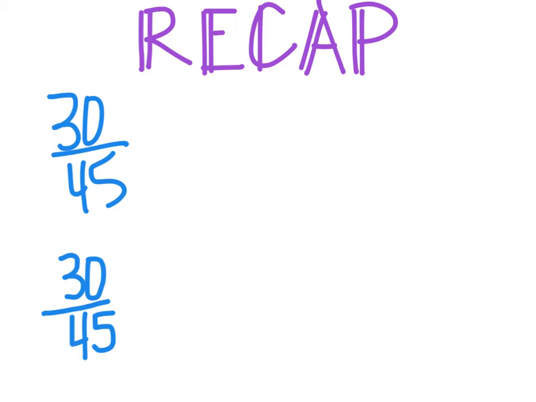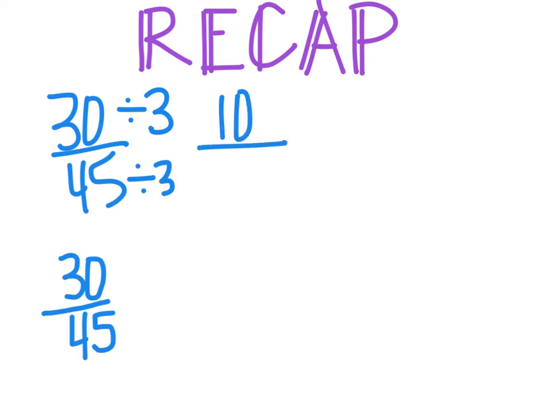The only reason this all works is because when we divide by 1, we get a number with the same value that we started with. So I need to find something that they both have in common. I know this bottom number is divisible by 3, and 30 is also divisible by 3. So you don't always have to start with 2. In this case, I'm going to divide each of them by 3. 30 divided by 3 is 10, and 45 divided by 3 is 15.